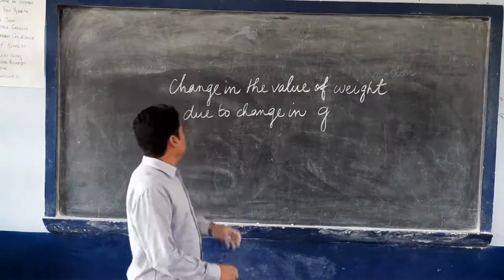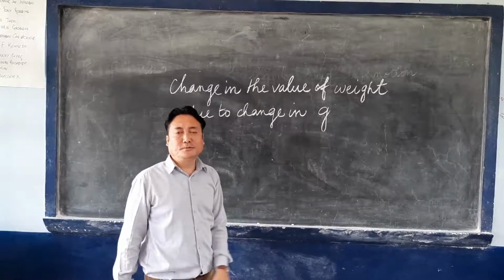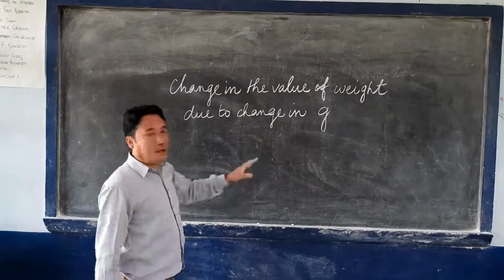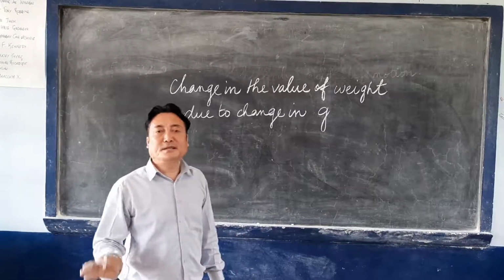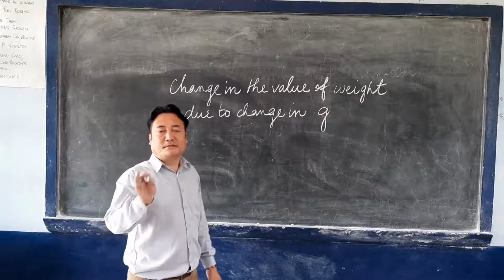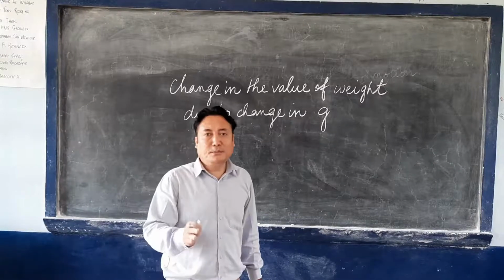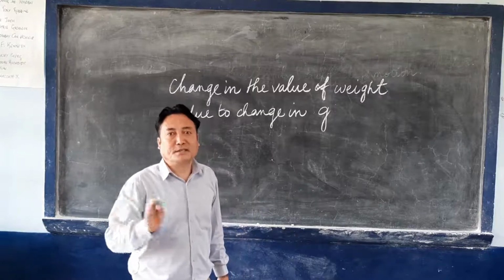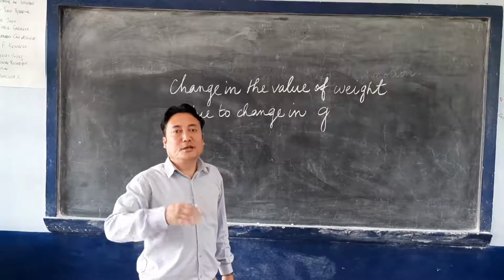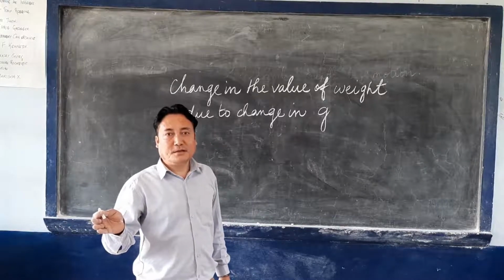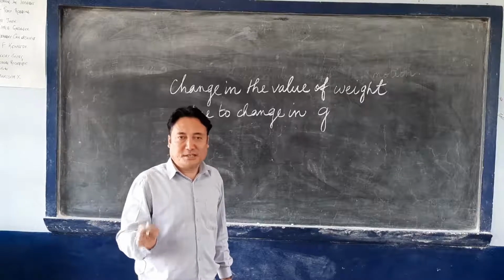Now the next one is change in the value of weight due to change in acceleration due to gravity. The value of acceleration due to gravity is 9.8 meter per second square. But it varies or changes when we go to different places on the Earth's surface. When we move from Chennai to Kolkata, from one place to another, the value of acceleration due to gravity changes.